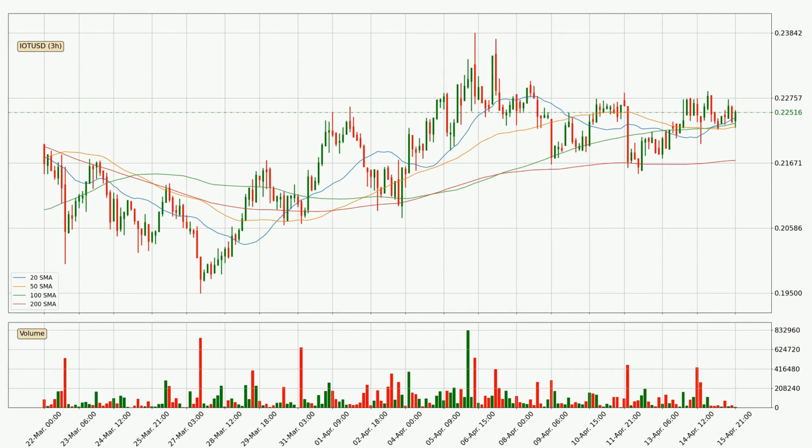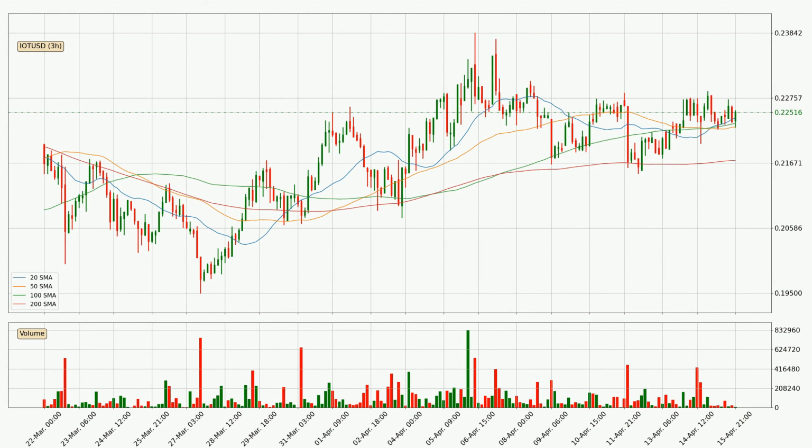Looking at the 3-hourly simple moving averages, the current price is above all simple moving averages for this time interval, which looks bullish, and it is to watch if the closest SMA, the 20 SMA, could hold support or the price will break it to the downside below the current price of around 22.4 cents.